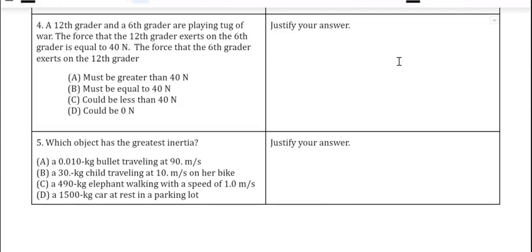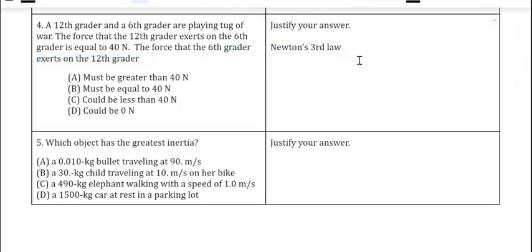This is a Newton's third law problem again. And the reasoning is still the same. It's two objects, the 12th grader and the 6th grader, and they're exerting forces on each other. We can even see that the order switches again. So they say the force that the 12th grader exerts on the 6th grader, and now they're saying the 6th grader exerts on the 12th grader. So it's another sign, again, that it's a Newton's third law problem.